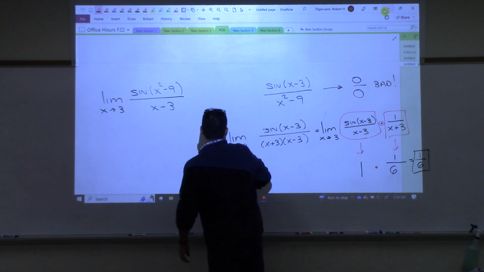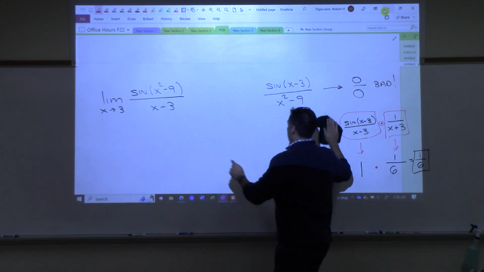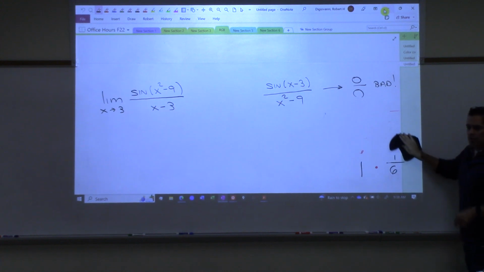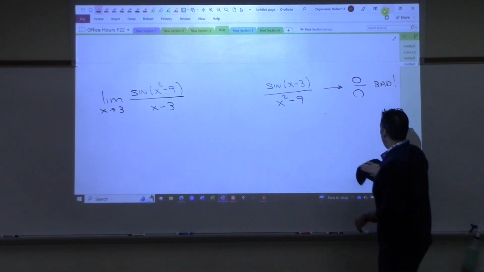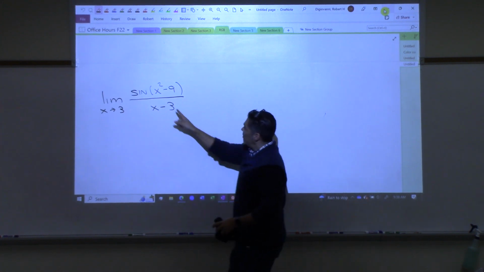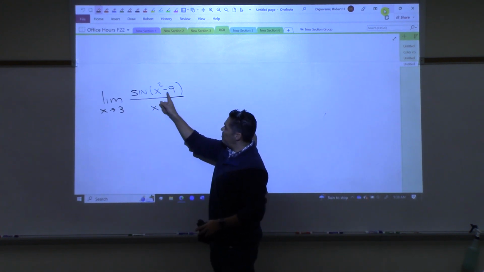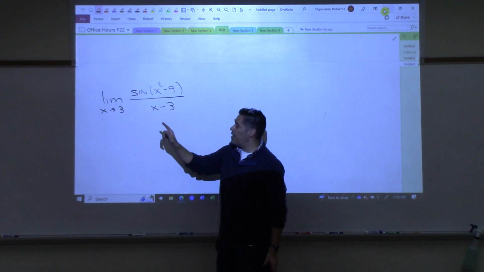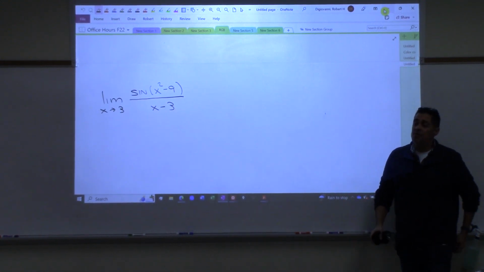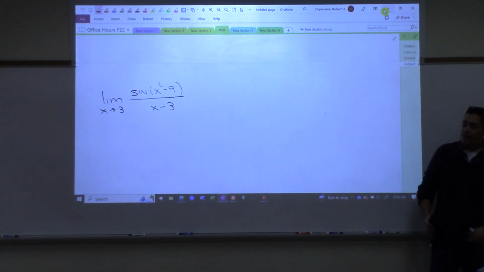Right, so let me ask you first. If you let x go to 3, do you get 0 over 0 there? Yes, right? You do get 0 over 0, because that 3 here, that's 9, 9 minus 9 is 0. Sine of 0 is 0 from pre-cal. And on the bottom you get 0, so you get 0 over 0. This is bad. Now, do you have sine of junk over junk?